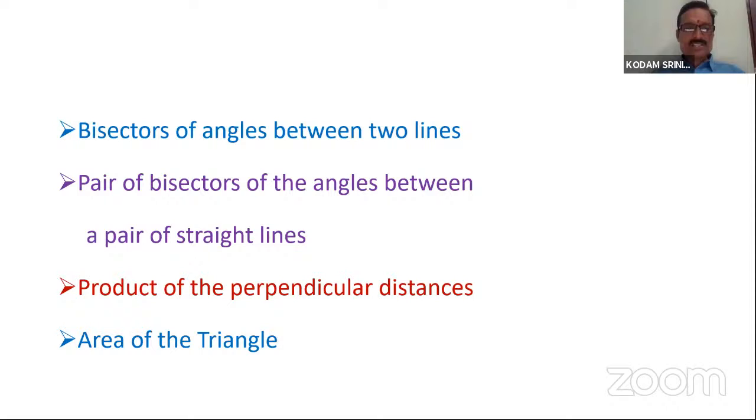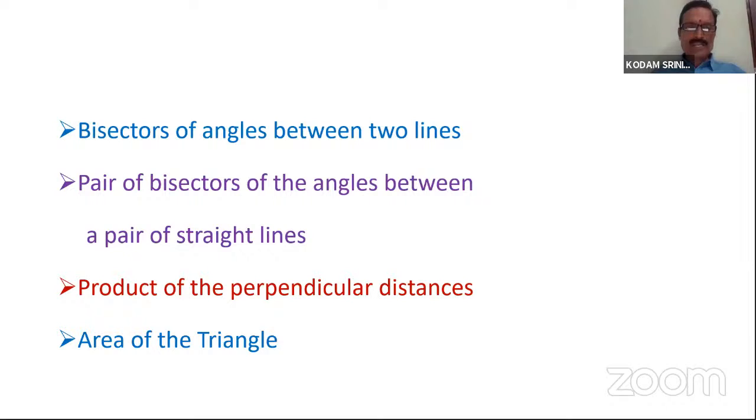Suppose the equation of the pair of straight lines is ax square plus 2hxy plus by square equal to 0, and suppose P(alpha, beta) is any point in between these two straight lines. Then the product of the perpendicular distances from the point P(alpha, beta) to the given pair of straight lines is modulus of (a alpha square plus 2h alpha beta plus b beta square) by under root of (a minus b) whole square plus 4h square.